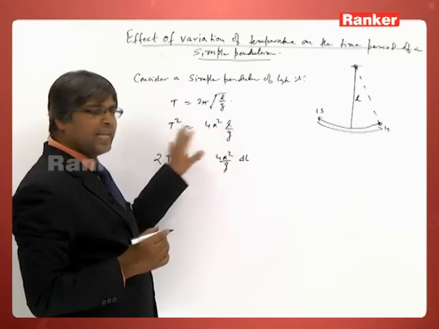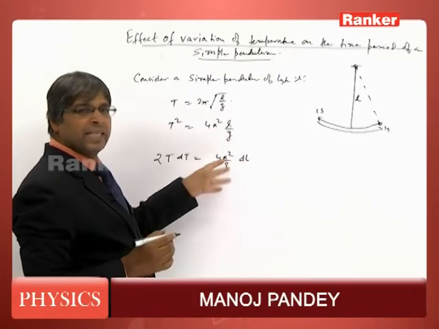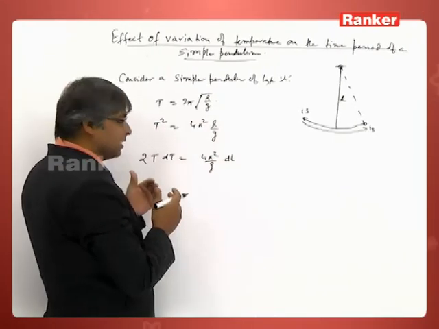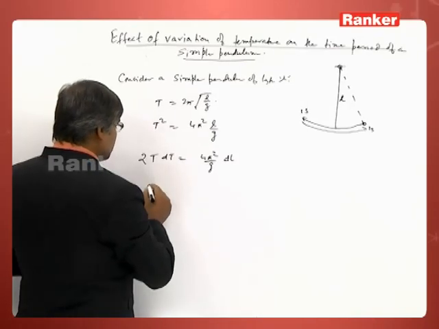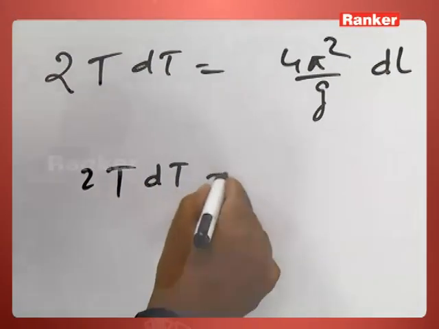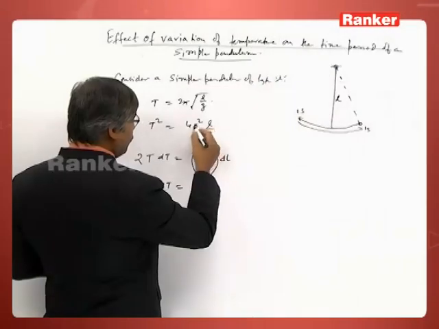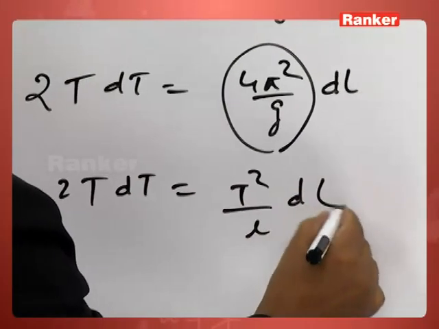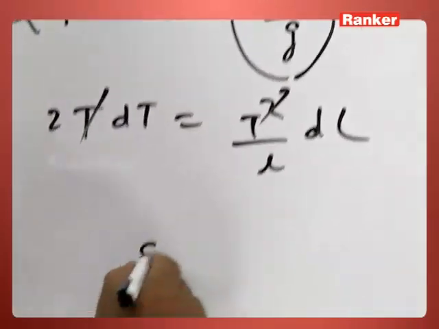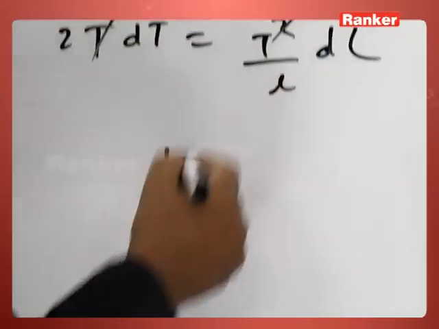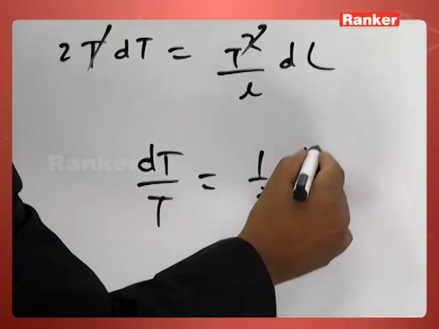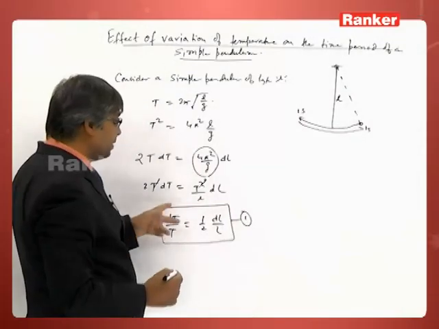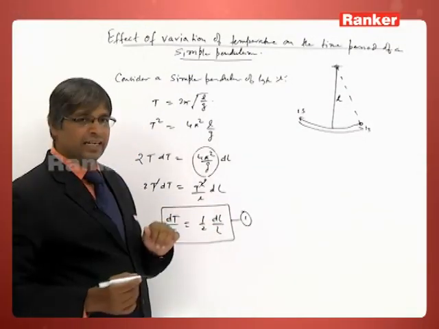I assume that g does not change, but the length may be changing due to some reasons. Here I am interested in the length change due to changes in the temperature of the system. So, we can write 2T dT, and 4 pi square by g is again T square by L. So, we have dT by T is equal to half dL by L. This is one relation which relates how the time period is going to be affected if there is a change in length.